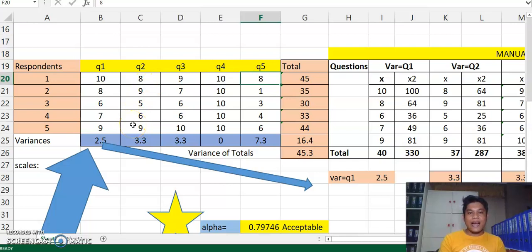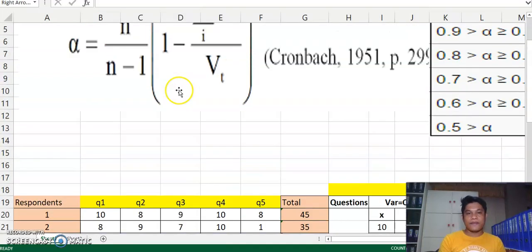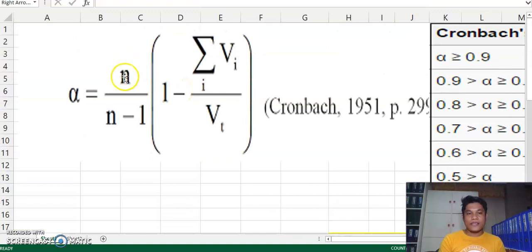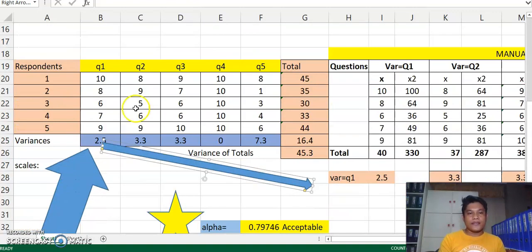Now, since the example has 5 questions, meaning our n for the alpha is 5. And then we have to get the variance for us to facilitate in the formula. So our n here now is 5, and we need the summation of variance over variance. So these are the scores, the 10 until 9. And if you do that manually for getting the variance of question number 1, the 2.5 is actually the variance.